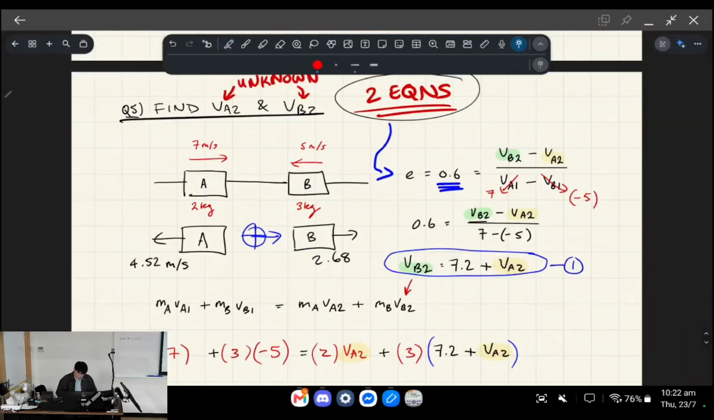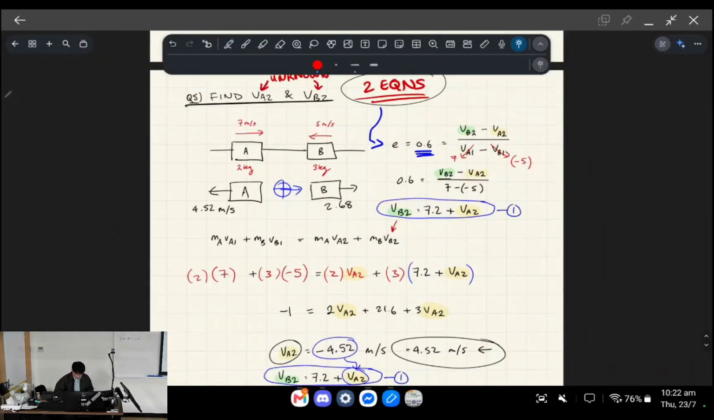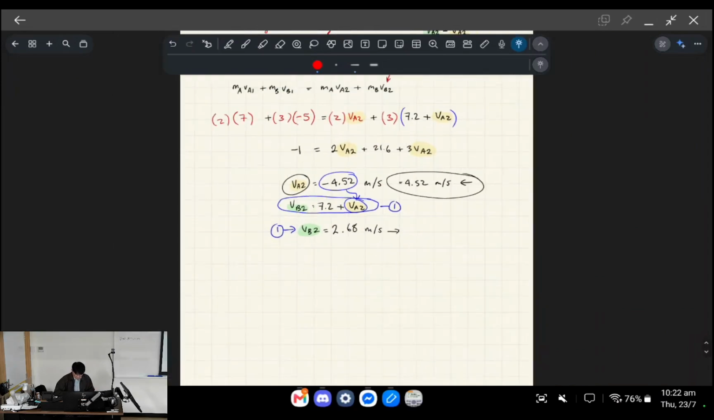Does that make sense for that question? So it's a simultaneous equation type question. You may have seen it before already in the course.